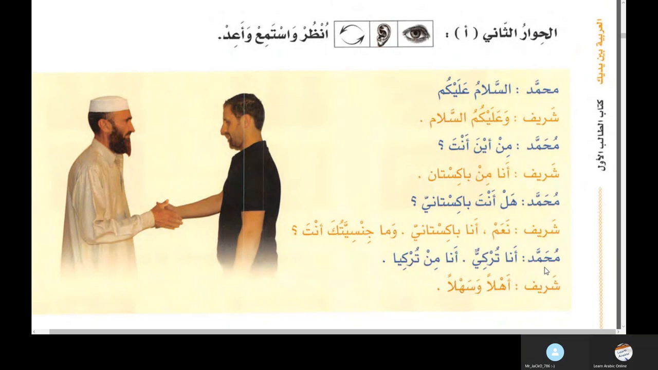Muhammad, ana Turki. Ana min Turkiya. Turkiya. Sharif, ahlan wa sahlan. Ahlan wa sahlan means welcome. Do you have any question? No. Read this dialogue again.